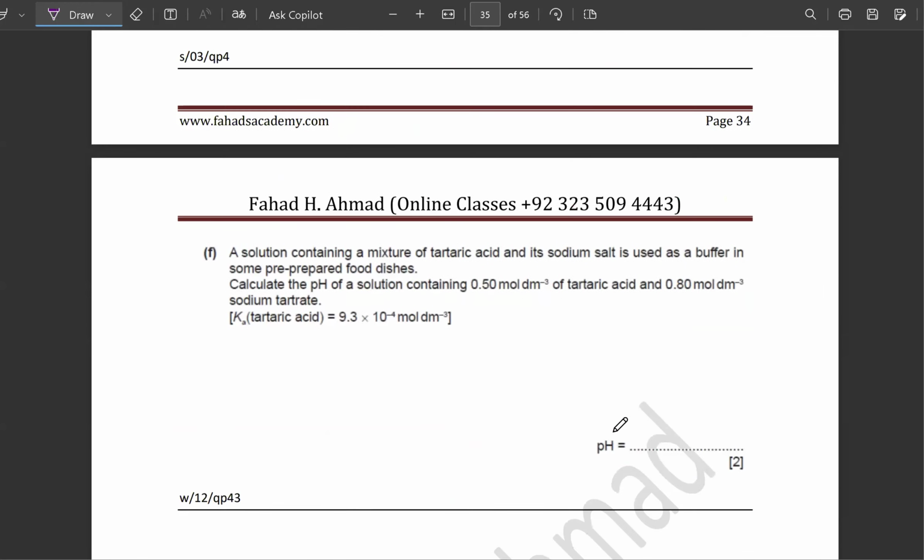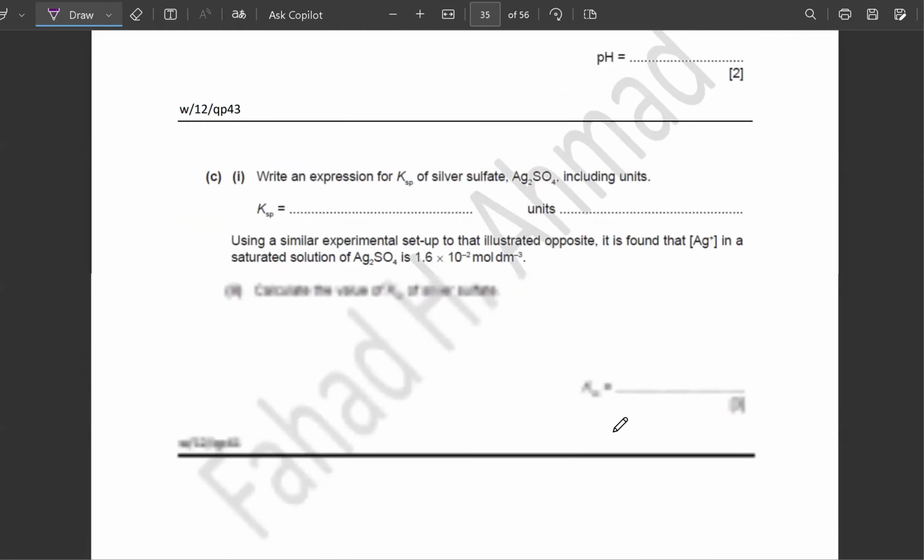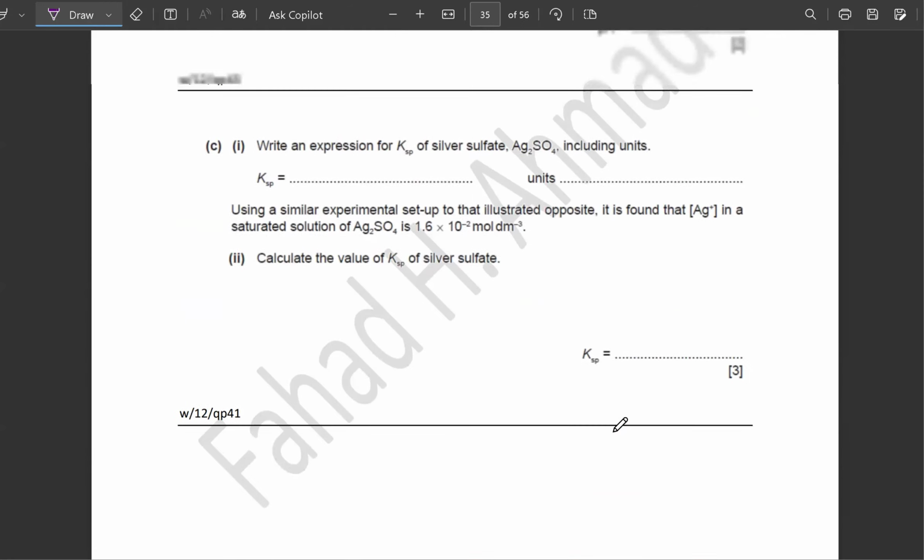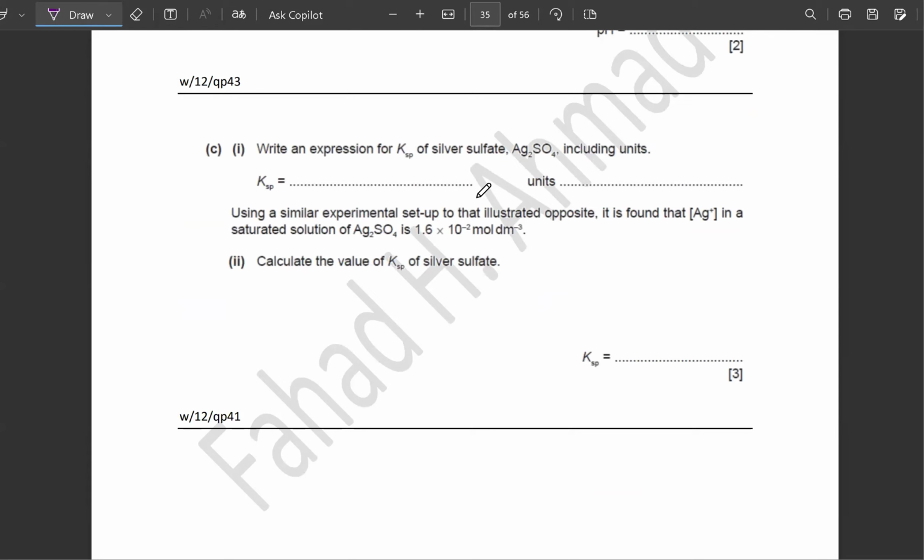Yes. Okay, so here's another Ksp question, the silver sulfate one. He says calculate the Ksp value for silver sulfate. So the Ksp expression would be, it will dissolve, it will produce 2 silver ions and 1 sulfate ion. So the expression would be silver ion concentration, that's going to be squared, and sulfate ion concentration, and that's going to be power 1.